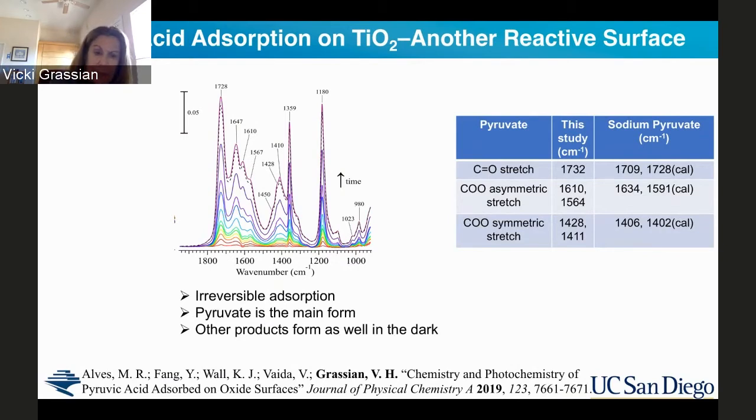And this paper was published in the Journal of Physical Chemistry. I guess it was in 2019, the good old days when we used to see each other. And some of my students, Mike Alves and Yuan Feng, were involved in this work, as well as Veronica Vita, who's motivated a lot of our work on pyruvic acid. And she's done some great things with that.